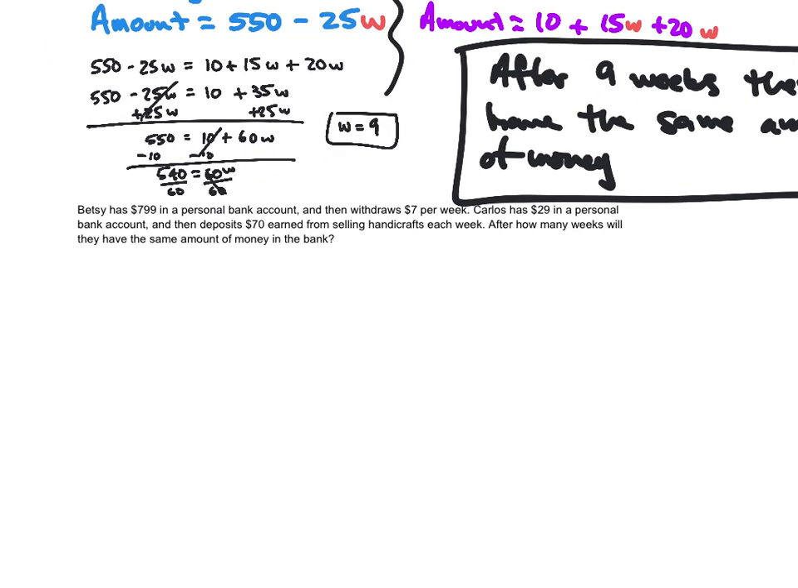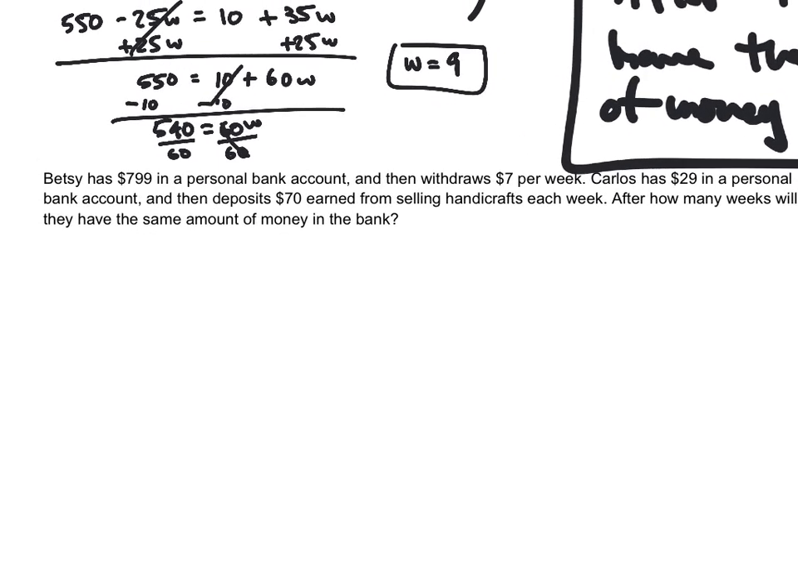All right, let's take a look at this last one here. This one is very similar. It says that Betsy has $799 in a personal bank account and then withdraws $7 per week. Carlos has $29 in a personal bank account and then deposits $70 earned from selling handicrafts each week. After how many weeks will they have the same amount of money in the bank? So it's really asking the same question. And so, just to reiterate, the question is, after how many weeks will they have the same amount of money in the bank? So what we don't know is W, the number of weeks.